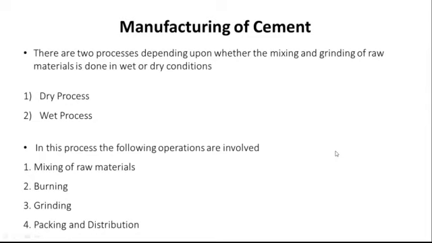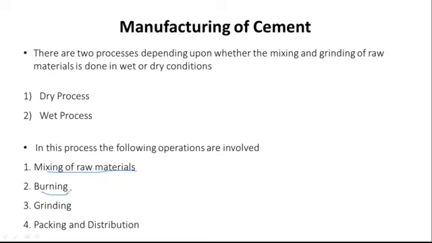Now in the wet process, we add water after the crushing process and make a paste known as slurry. In this process the following operations are involved. First is mixing of raw material, second burning, third grinding, fourth packing and distribution. First, mixing of raw material: we mix all the raw materials, for example, limestone, clay, etc.